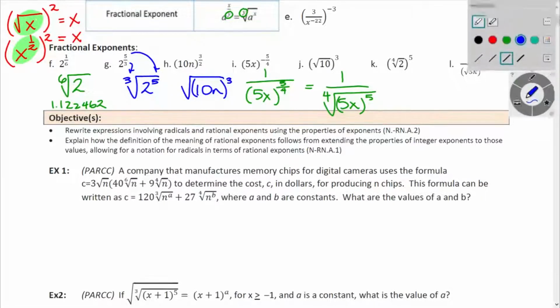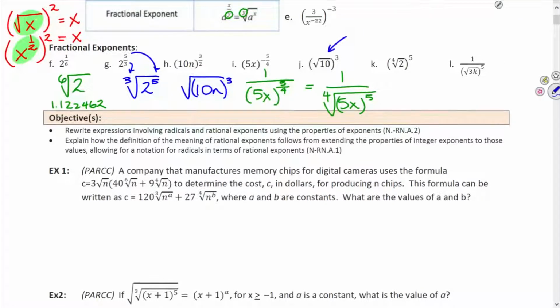And in letter J, I have 10 to the power of, let's see here, there's no root written there, so I'm going to assume it's a 2nd root. Power over root. It's 10 to the 3/2 power. Letter K is similar. I have 2 to the power over root 5/4 power.